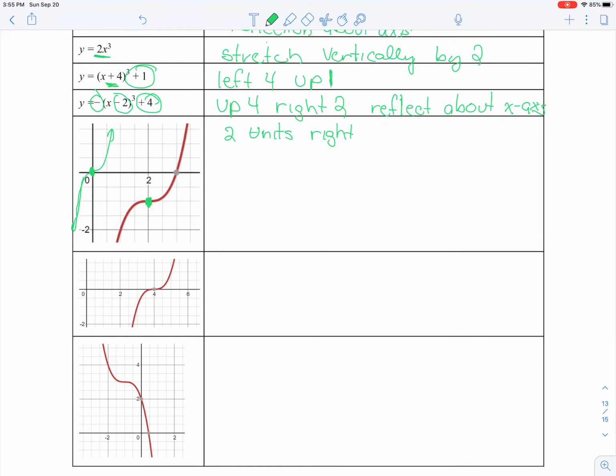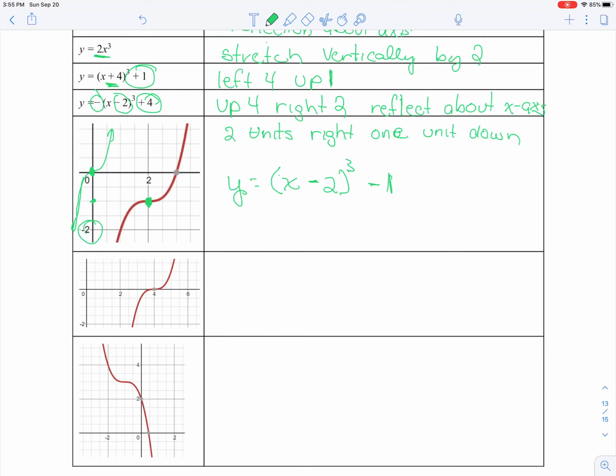and 1 unit down. So how could we write the equation for this? We know that y is equal to x, and because I moved 2 units right, this is going to be x minus 2, cubed, and 1 unit down would be minus 1. Okay?